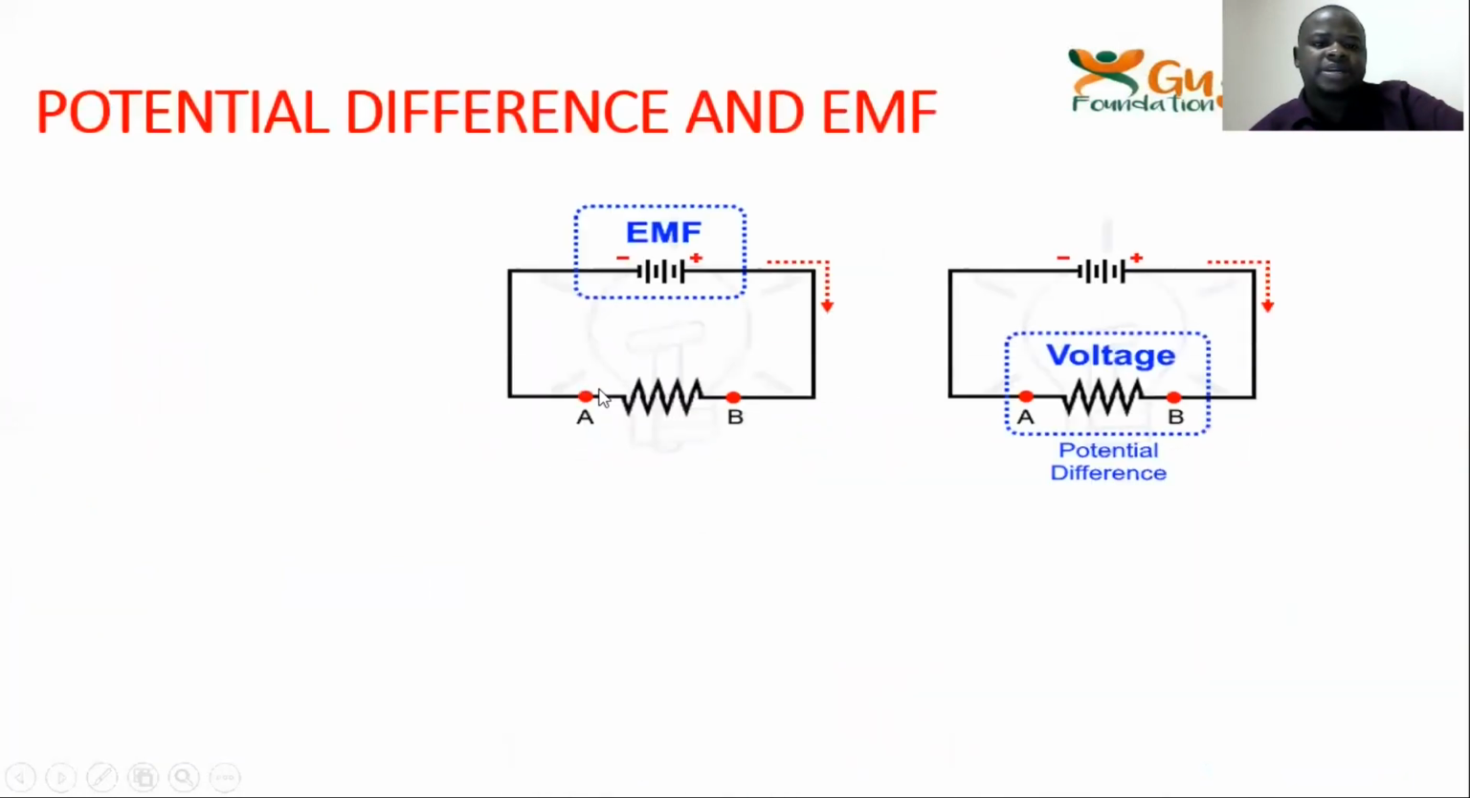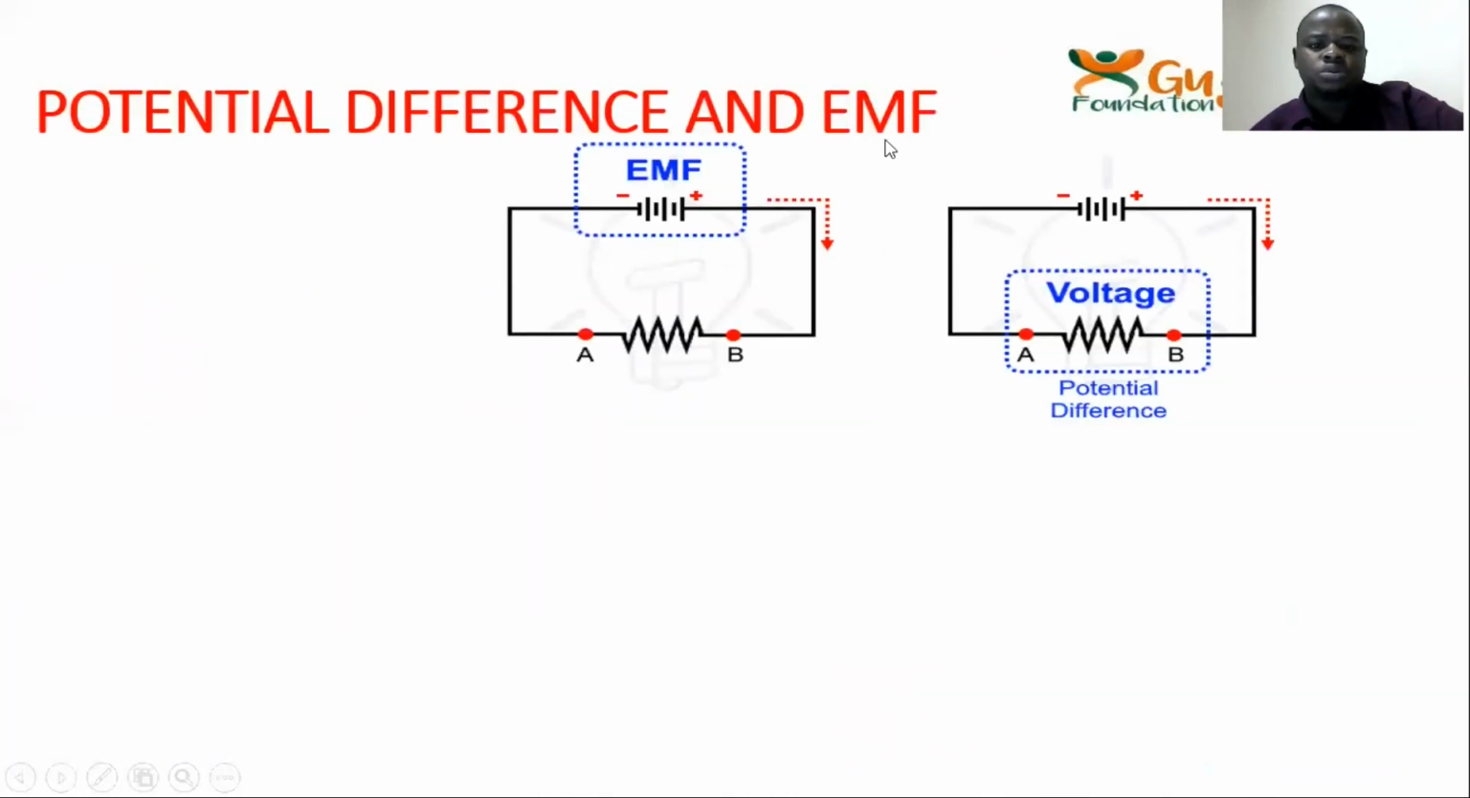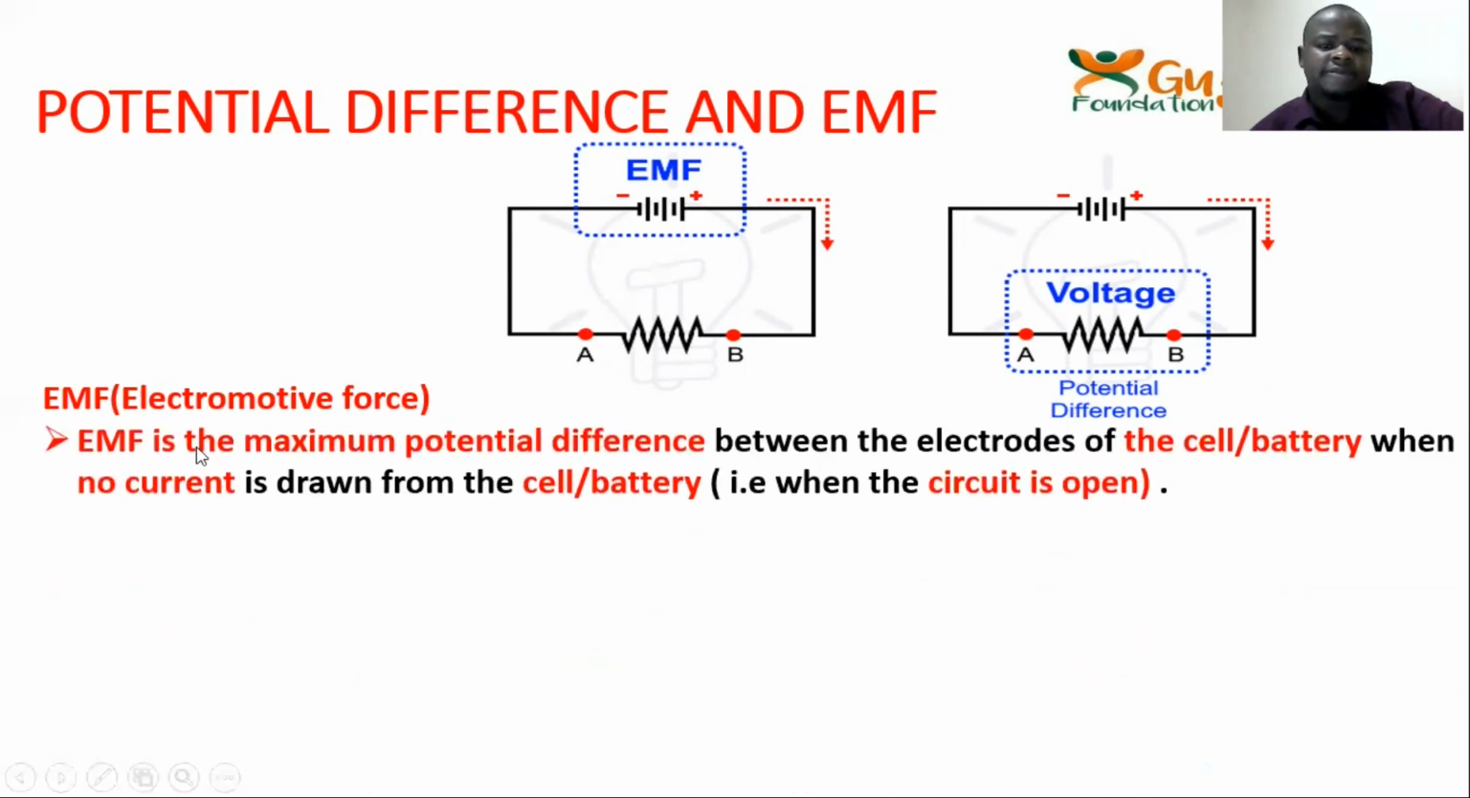So now let's look at the potential difference and the electromotive force. Here, what they're saying is that the EMF is the maximum potential difference between the electrodes, or coming from the battery, when no current is flowing, when no current is drawn from the cell or battery, right? In other words, when the switch is open, when the circuit is open, now you have got your EMF here, right?